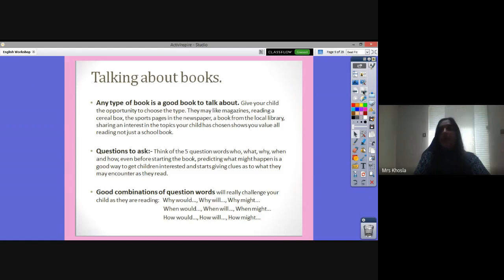Talking about books. Any type of book is a good book to talk about. Give your child the opportunity to choose the type. They may like magazines, reading a cereal box, the sports pages in the newspaper, a book from the local library. Sharing an interest in the topics your child has chosen shows you value all reading, not just a school book.